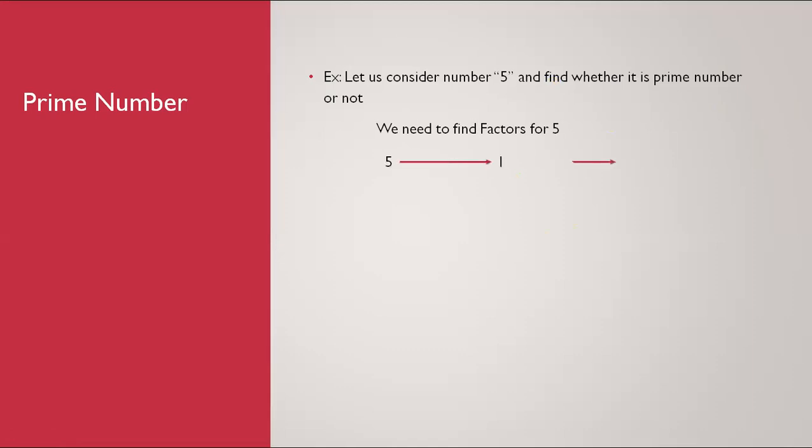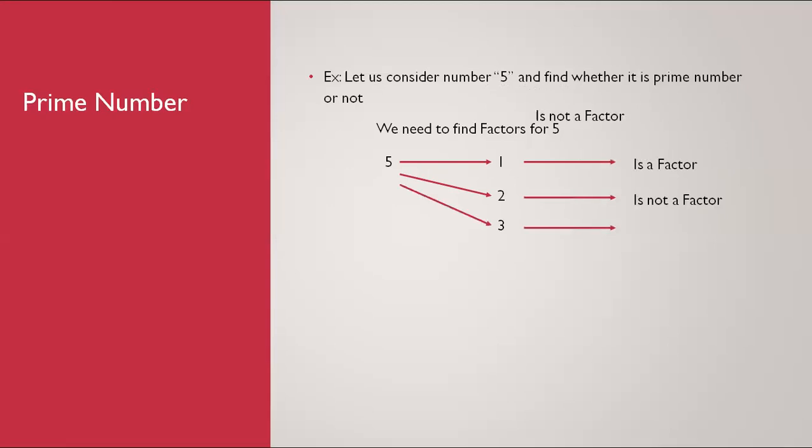Okay, so 1: after dividing, the remainder is 0, which means 1 is a factor. If you consider 2, after you divide, it leaves a remainder. 5 divided by 2, the remainder is 1, so it's not a factor. And then if you consider 3, it gives a remainder 2, which means it is also not a factor.